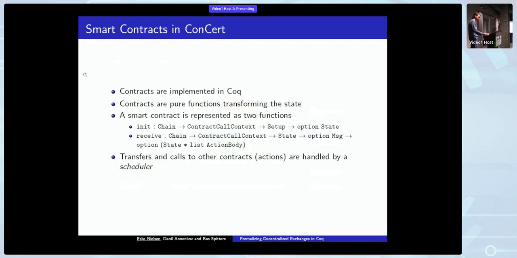So in this work, we make use of this to extend it and look at how you can say something about interacting smart contracts. So in ConCert, a smart contract is simply a pure Coq function that transforms state. It's implemented by just two simple functions, an init function and a receive function that takes a state and outputs a new state and some transactions.